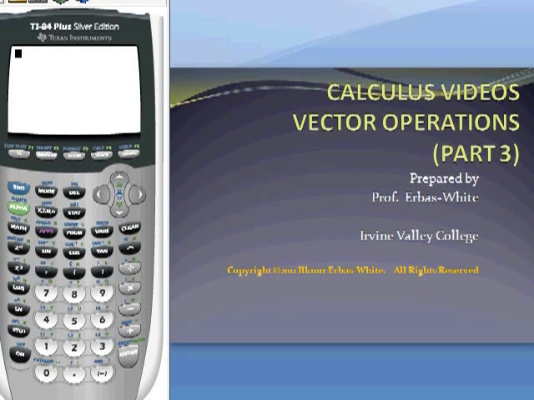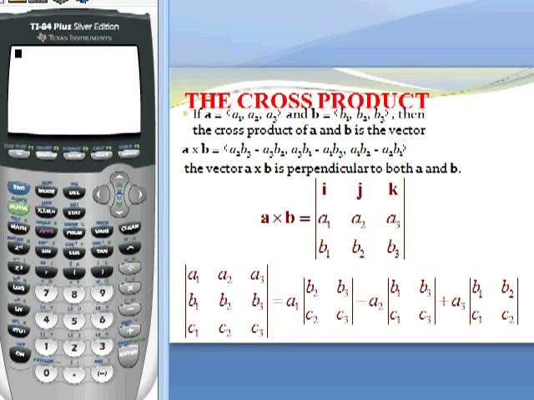Now we will talk about cross products. Let's review what a cross product was. If we are given two vectors, in this case three-dimensional, the cross product of those two vectors is a vector that's perpendicular to both A and B. And it is given like this.